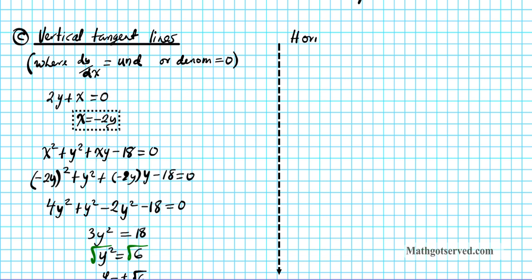Horizontal tangent lines. All right, so the question is, what does a horizontal line look like? A horizontal line looks just like this. It goes side to side, right? And we know the slope is 0 because you have 0 rise. But you have run, you have 0 rise. So the slope is 0.